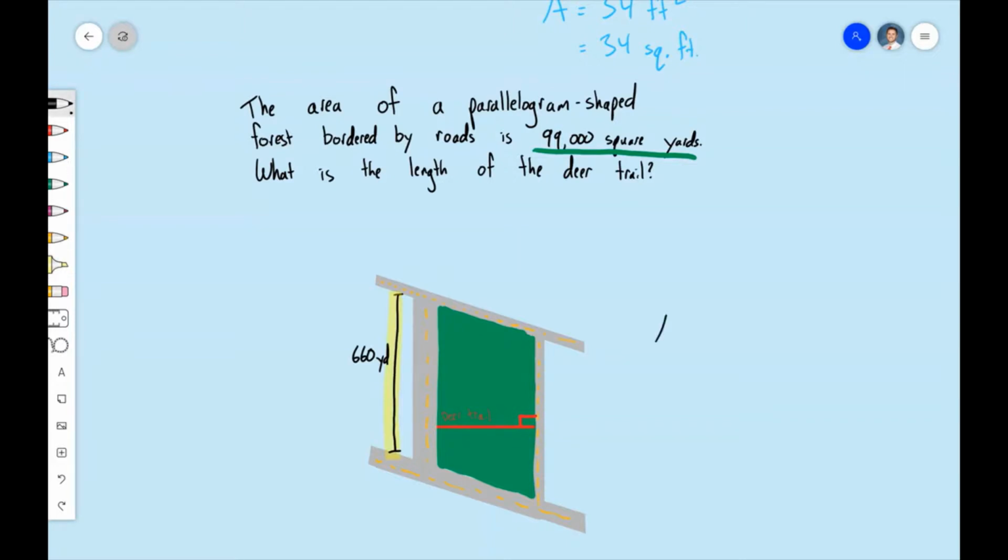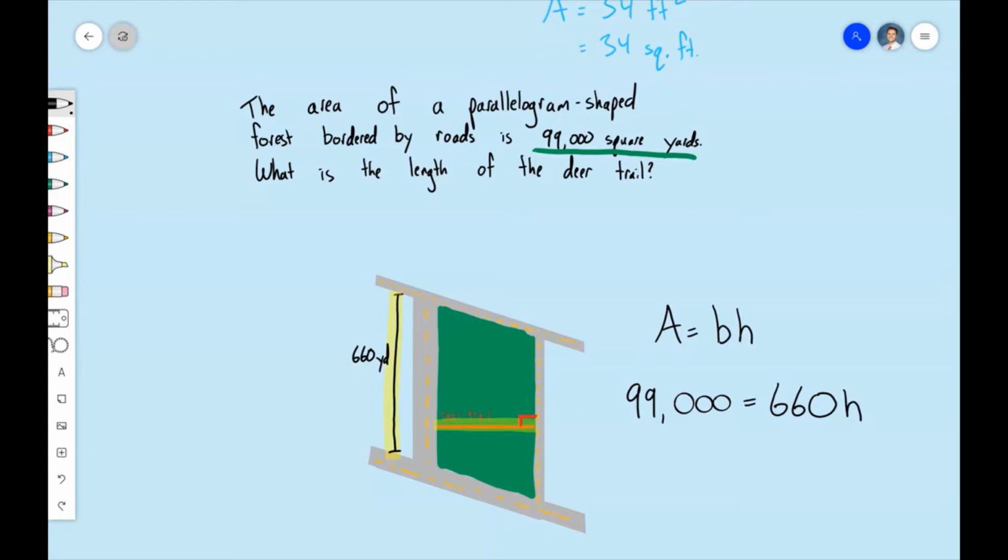Once again, if we know the area equals base times height, we can substitute the values that we know. We know that our area this time is 99,000, so for A, we can substitute 99,000. Then B, our base, is given, it's 660 yards. And that times our height, which in this case is the deer trail here. So B times H will equal the area. So we know that 99,000 is equal to 660 times H.